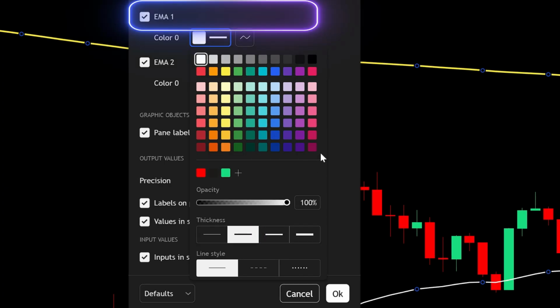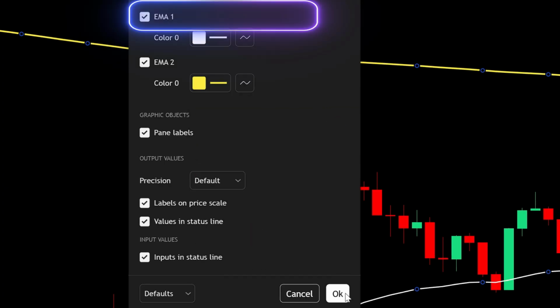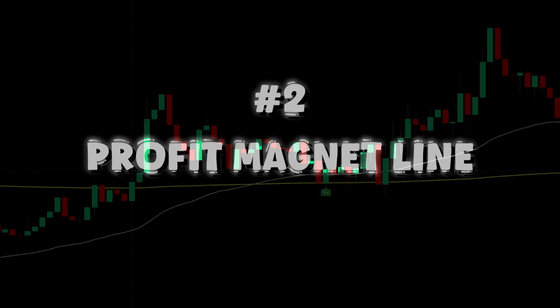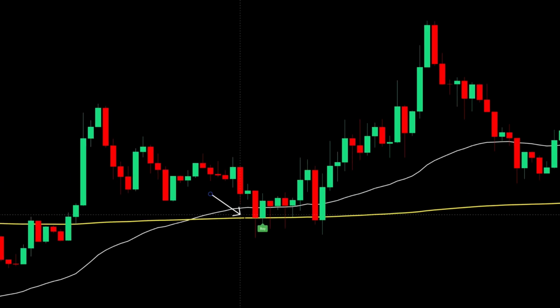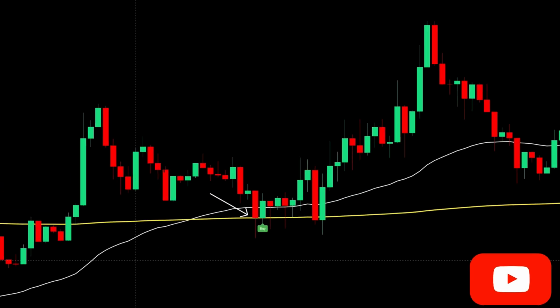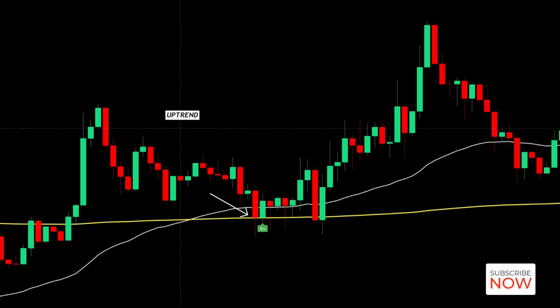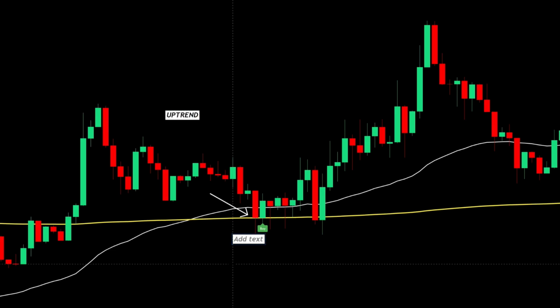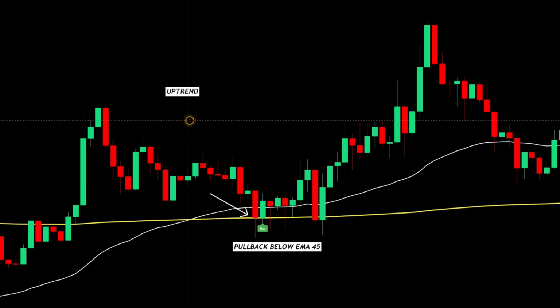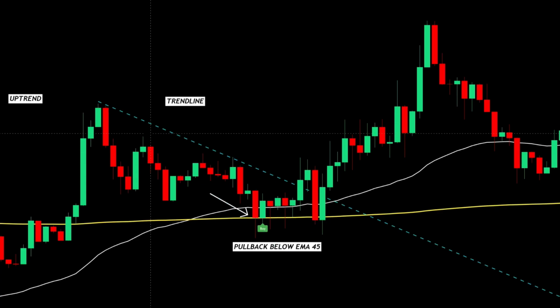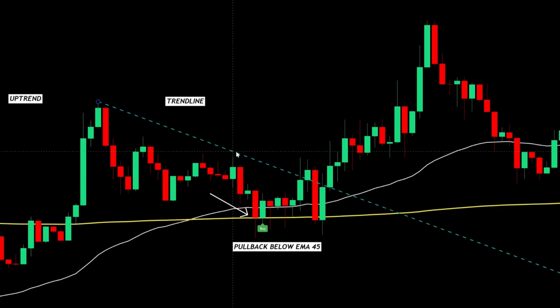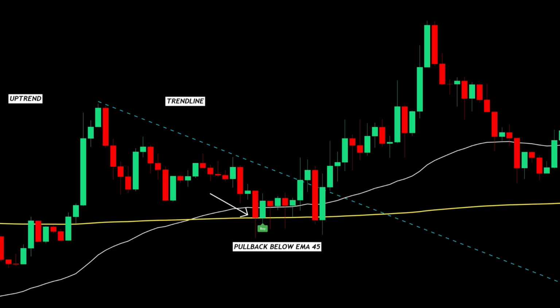Now that the settings are fixed, we need the second part of the solution, the profit magnet line. Let's look at the same failed Bitcoin example again, but this time with our new settings and our secret weapon. We see the pullback happen. The price drops. We do not panic. We do not enter blindly. Instead, we study the shape of the pullback. We take our trend line tool and draw a line connecting the top of the pullback wave. This line is what I call the profit magnet line.